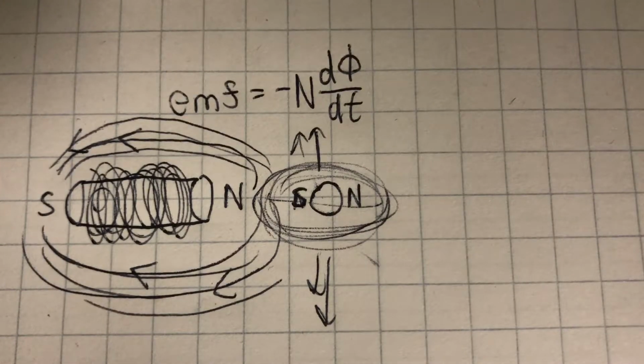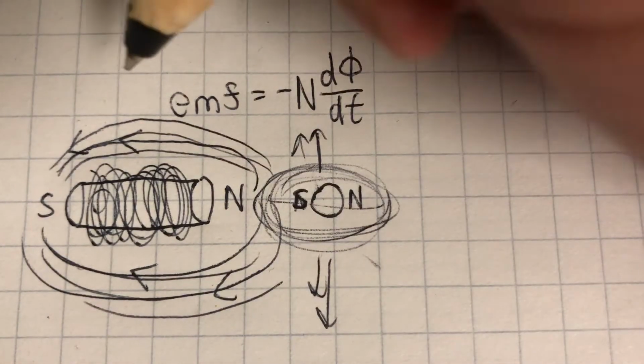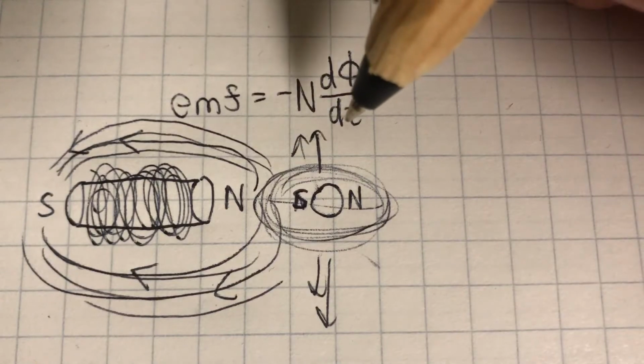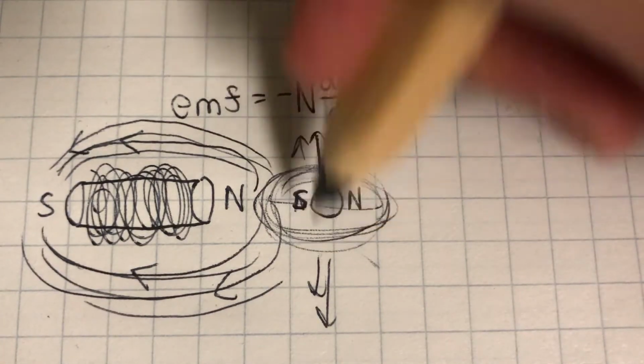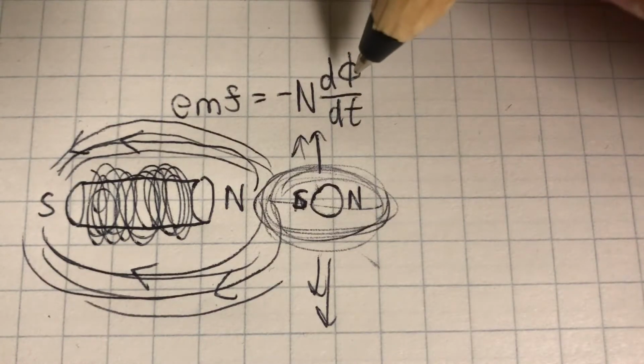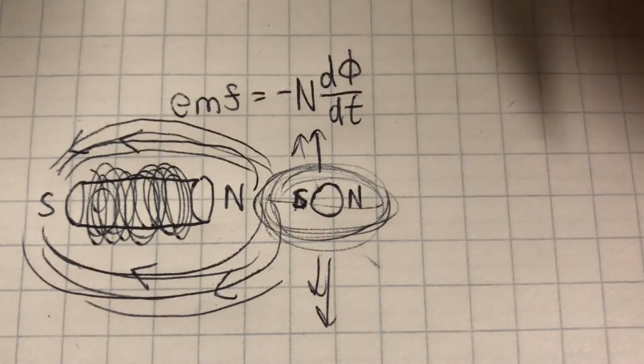So the oscillation is going to cause a change in flux, which we know now will induce a voltage. And since this is an oscillation, the voltage isn't going to be constant, because it's going up and down. It changes with time. The change in flux at one time is not going to be the same at another.